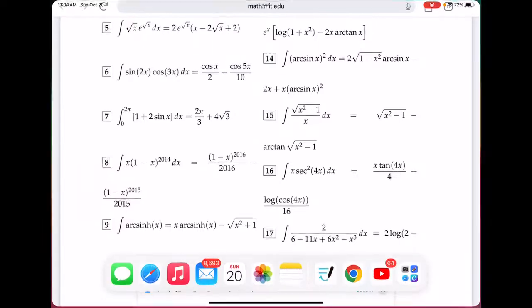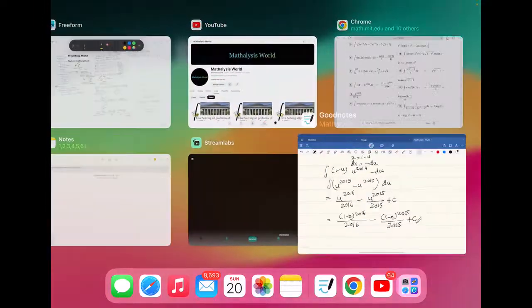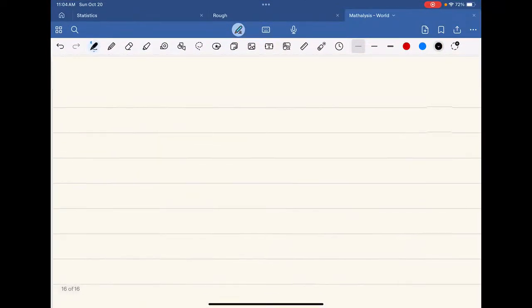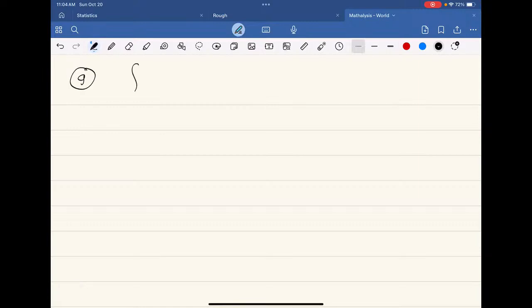Integral of arc sin x. That's our next question. Our next question is the integral of arc sin x dx.